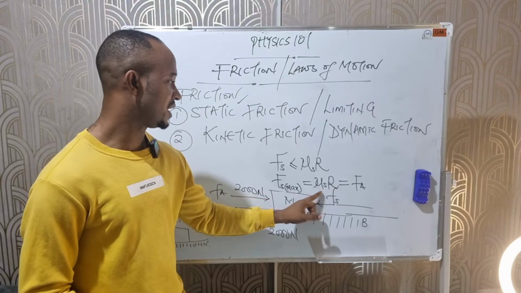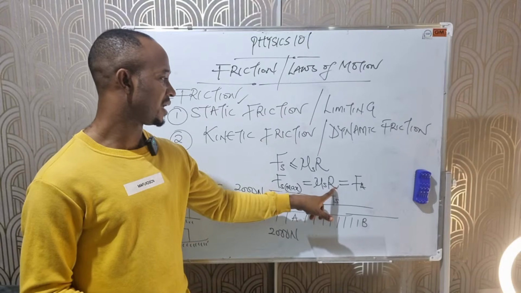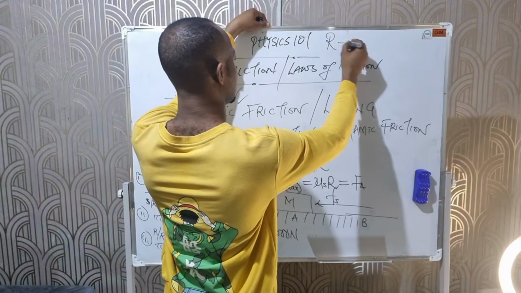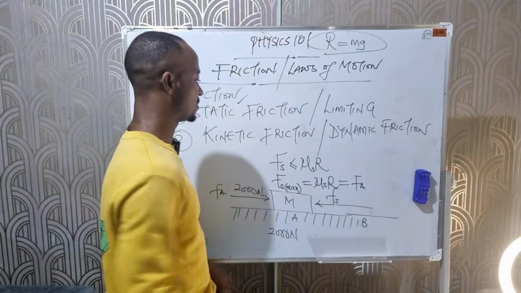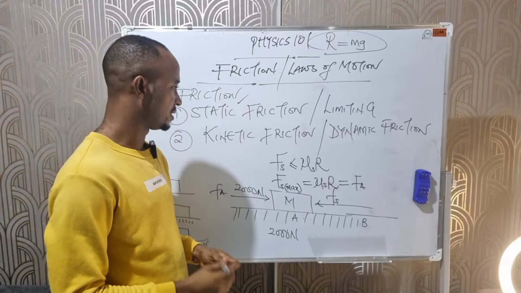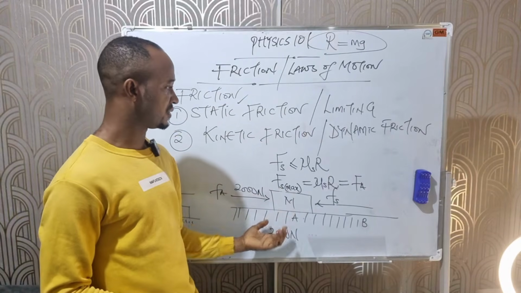Mu x R. Mu means coefficient of static frictional force. R here represents the normal reaction. And the value of R is equal to mg. Okay, R is equal to mg, which is the vertical force that acts on the body. And this force is perpendicular to the surface.